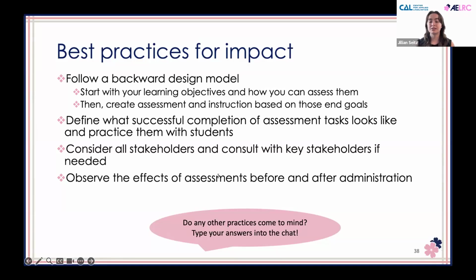Finally, perhaps the most valuable practice to take away when you're considering assessment impact is observing the effects of assessments before and after administration. If any other practices having to do with assessment come to mind, we encourage you to share them in the chat.